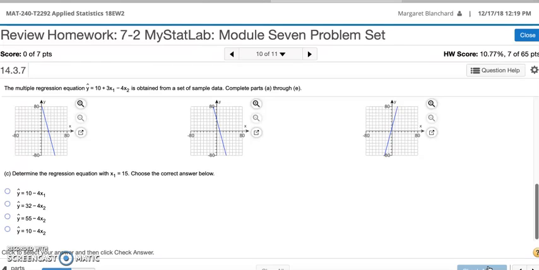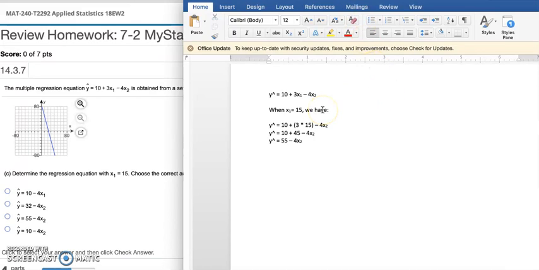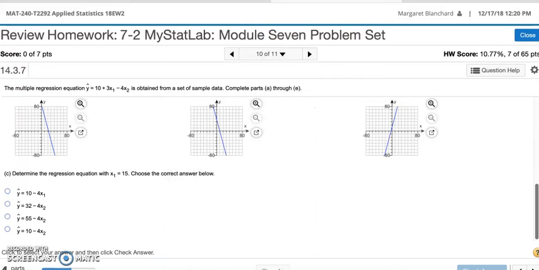As some of you who already went through this know, you're just going to check the different x1 values. So now we're looking at determining the regression equation with x1 equal to 15. Choose the correct answer below. Plugging in 15 for x1, just like we did in the previous part with x1 equal to 10, we have y hat equals 10 plus 3 times 15 minus 4x2, or 10 plus 45, because 3 times 15 is 45, minus 4x2, and that's 55 minus 4x2. So let's check that answer.